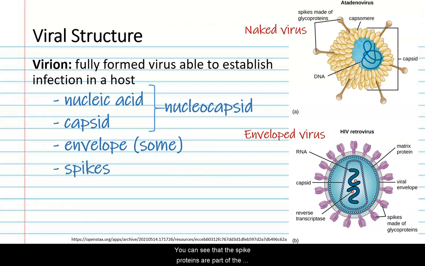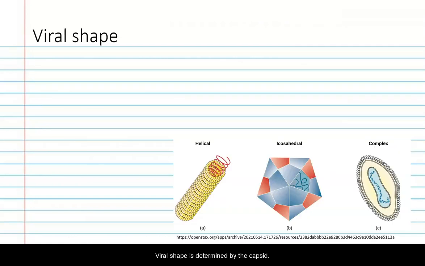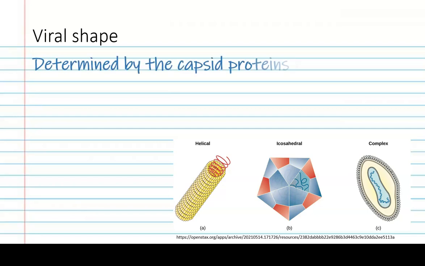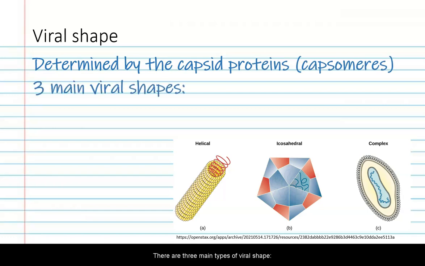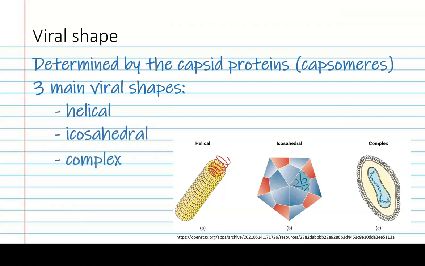You can see that the spike proteins are part of the capsid in the naked virus or are found embedded in the envelope of an enveloped virus. Viral shape is determined by the capsid. The individual proteins within the capsid are called capsomeres. There are three main types of viral shape: helical, icosahedral, and complex. Helical and icosahedral are the most common.